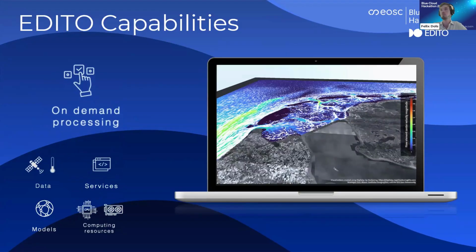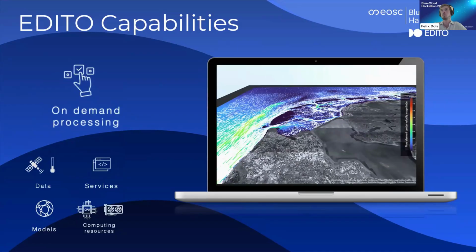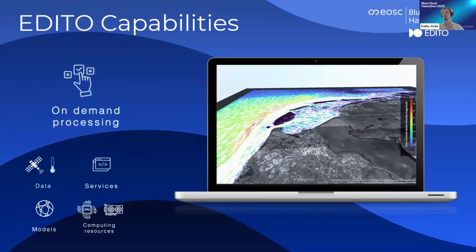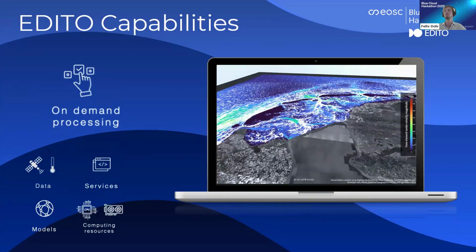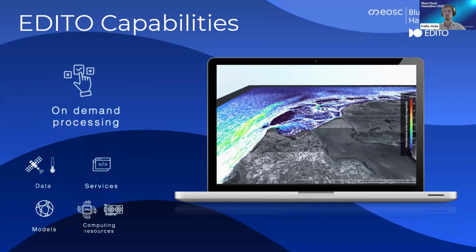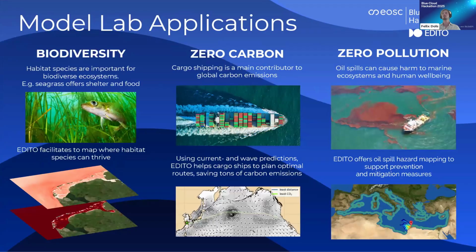And there's a way of on-demand processing. So that is a way to visualize. You can set up a model for some applications anywhere in the world. Some of the application areas that Model Lab has focused on is biodiversity, zero carbon, and then ship routing to reduce carbon emissions, and the goal of zero pollution and oil spill hazard mapping and trajectory mapping.